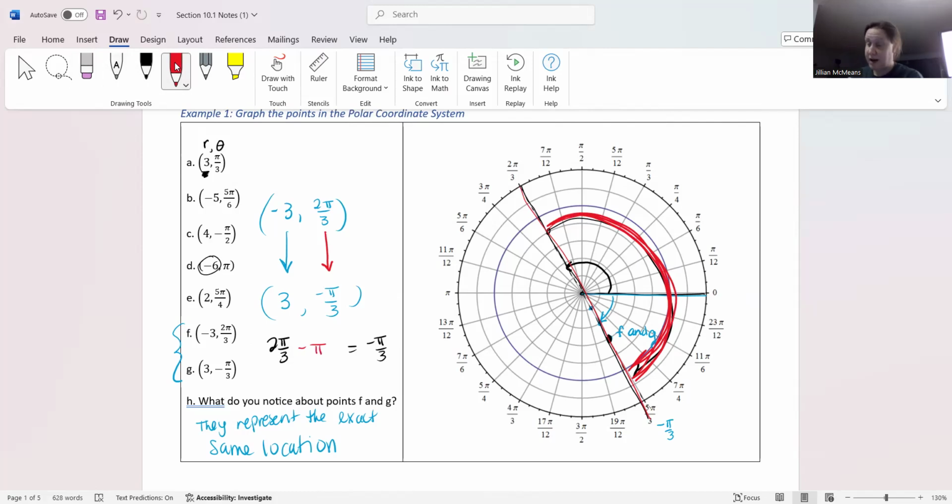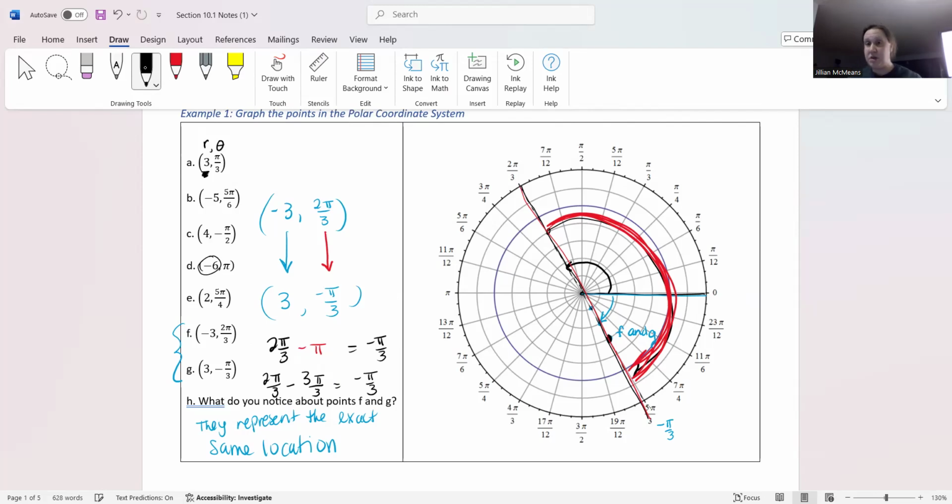Now, if you need to see it worked out, we started out with 2 pi over 3. We subtracted pi radians. Now we want pi to be in fraction form with 3 as the denominator. So that would just be 3 pi over 3, right? And then 2 pi over 3 minus 3 pi over 3 is -pi over 3.